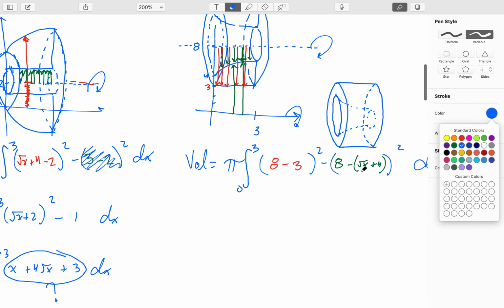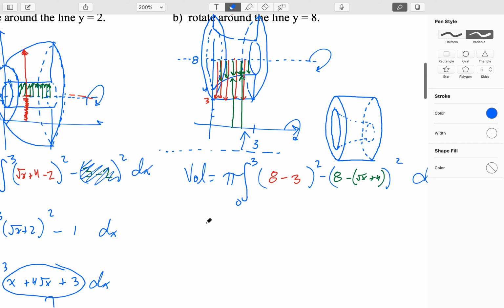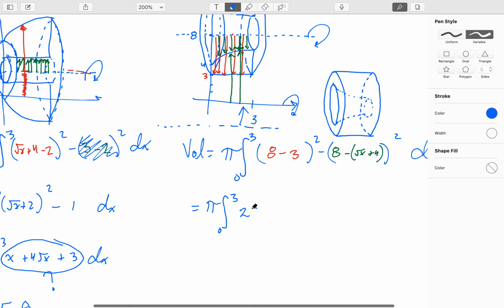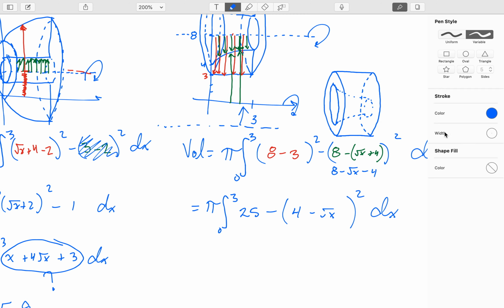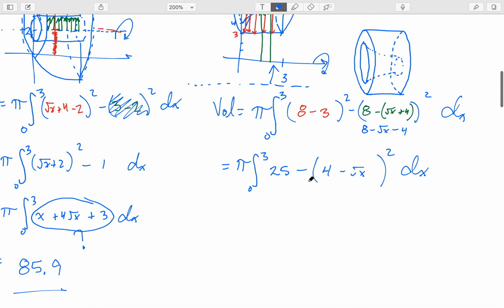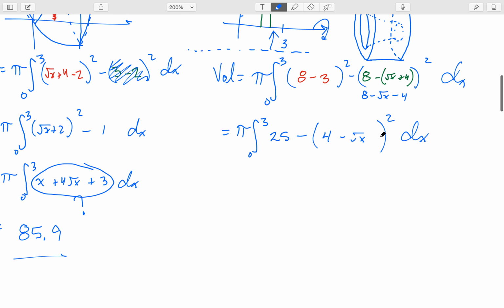So the outside squared, so 8 minus 3 squared. From 0 to 3, 8 minus 3 is 5. This is just a constant distance of 5, right? 5 squared, which is 25, minus. We have 8 minus the square root of x minus 4. So in other words, this is going to be 4 minus the square root of x, and then it's all being squared, dx, right?